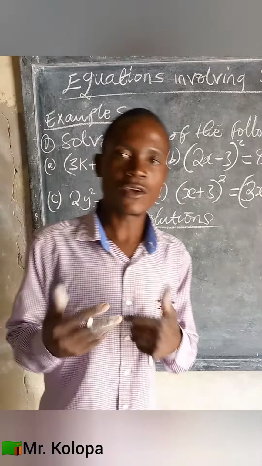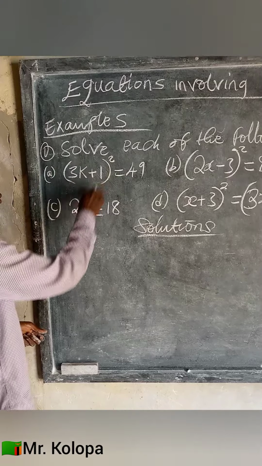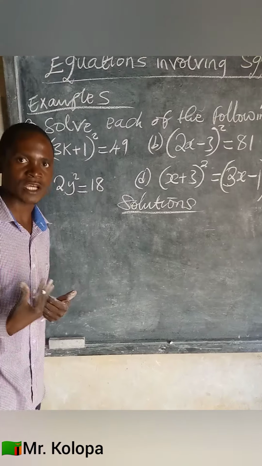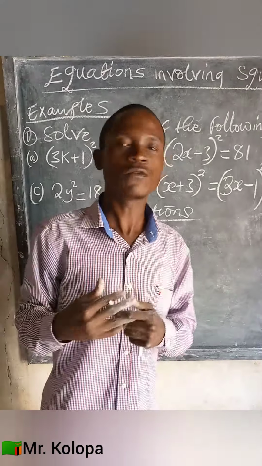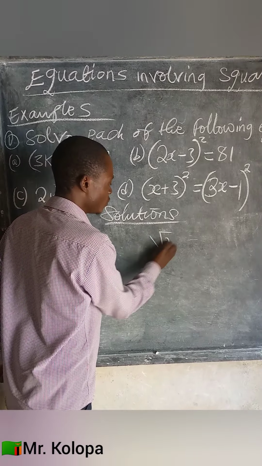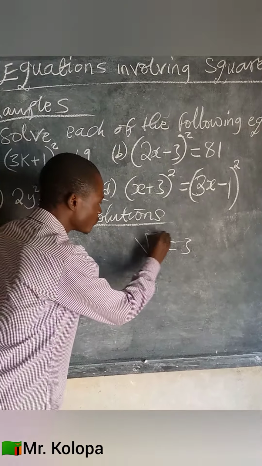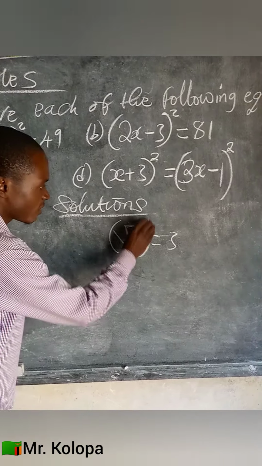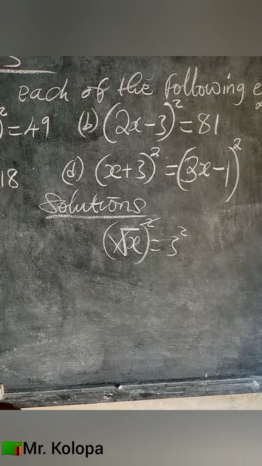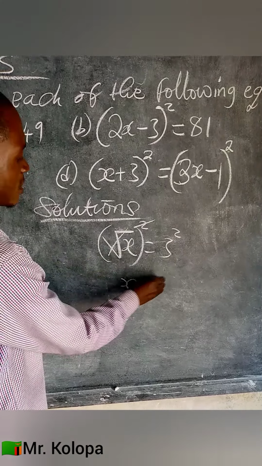These are equations involving the square. You can see the power 2 on both sides. So how do we solve these equations? Remember last time, when you have the square root of x is equal to 3 and they say solve the equation, to remove the square root you introduce the power 2 on both sides, so that they cancel each other. Then you remain with x is equal to 3 squared, and the answer is 9.